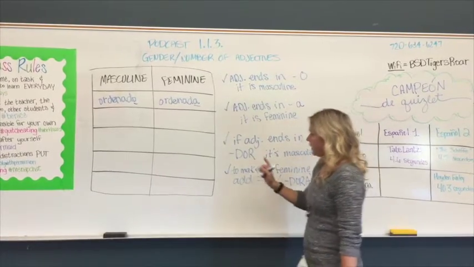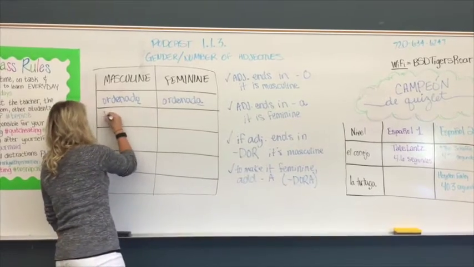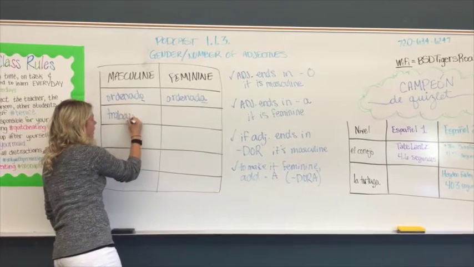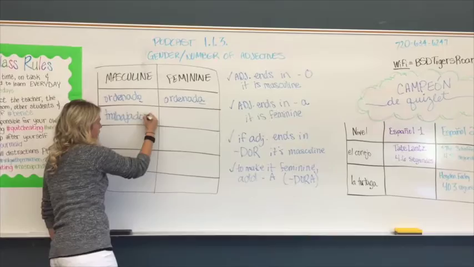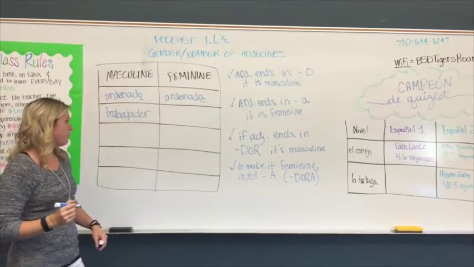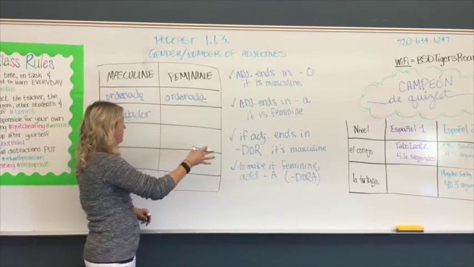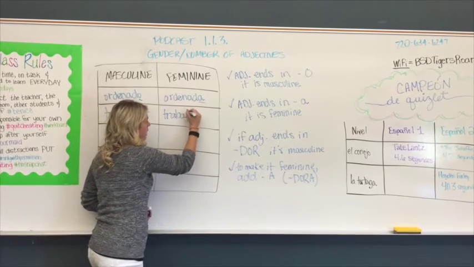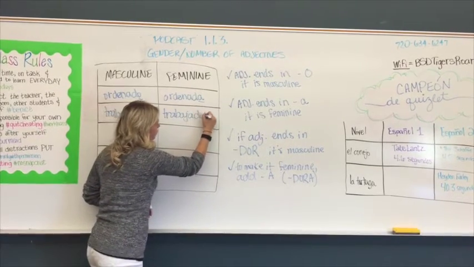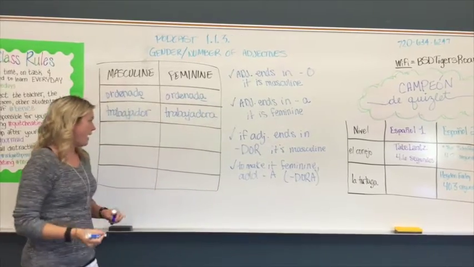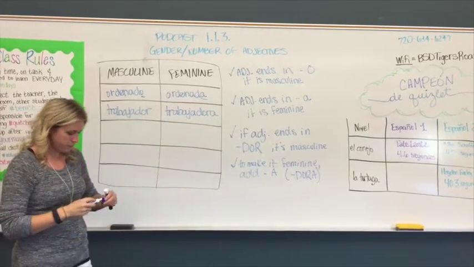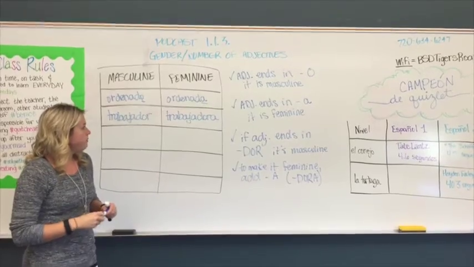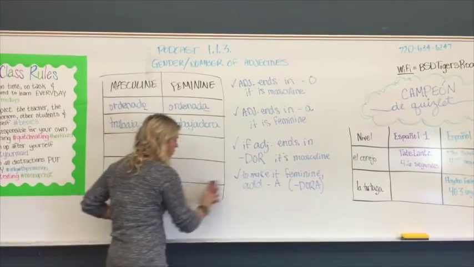Our example for an adjective with dor is trabajador. Él es trabajador. To make that feminine for describing a girl, it changes to trabajadora. Ella es trabajadora. We also have some exceptions to the rule.